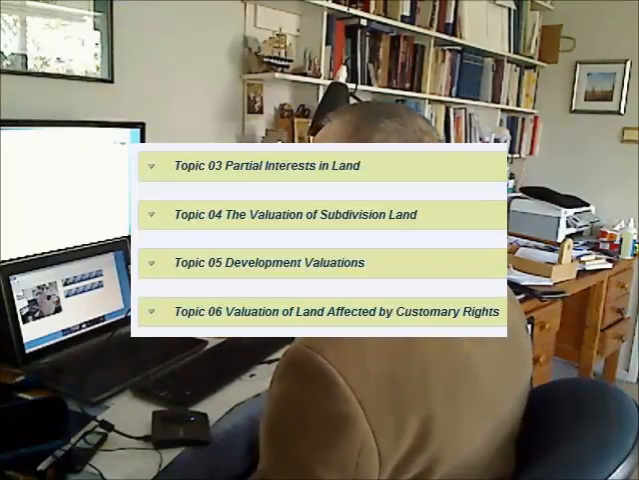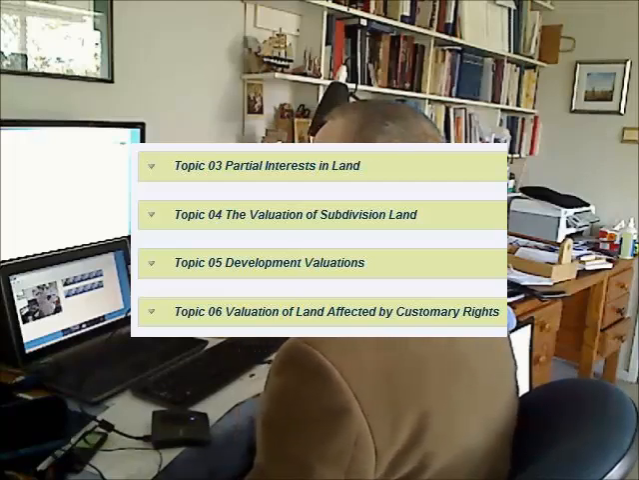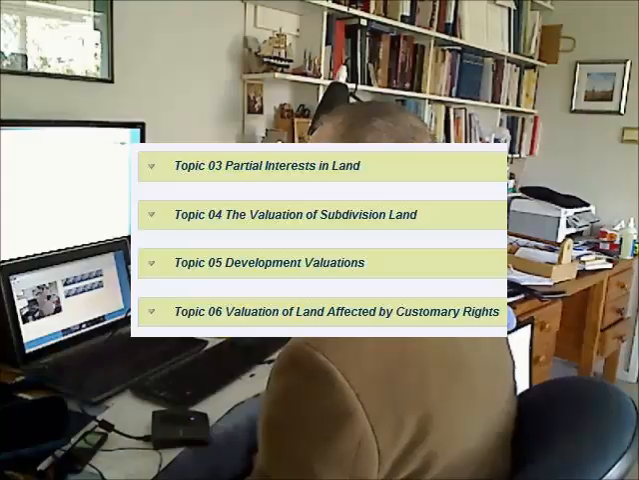We then move to topics 4 and 5. And really, these are two topics which are the one basic area, and that is the whole property economics of development property.